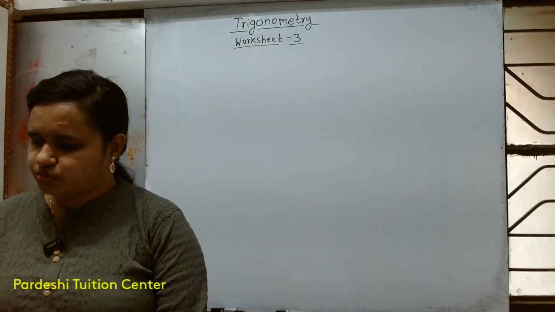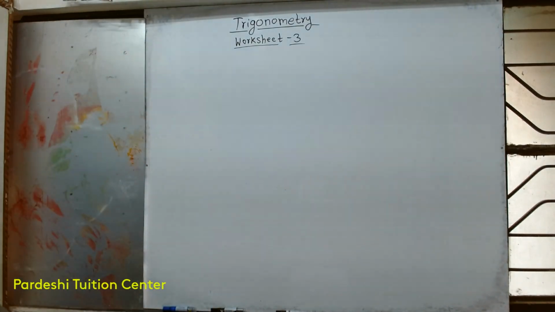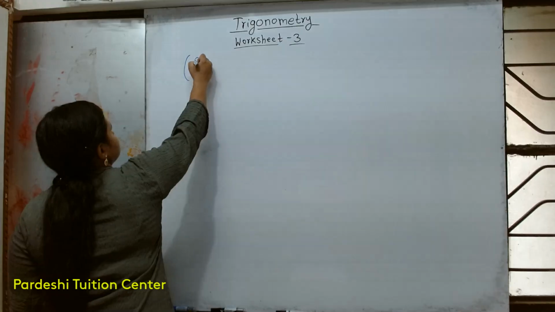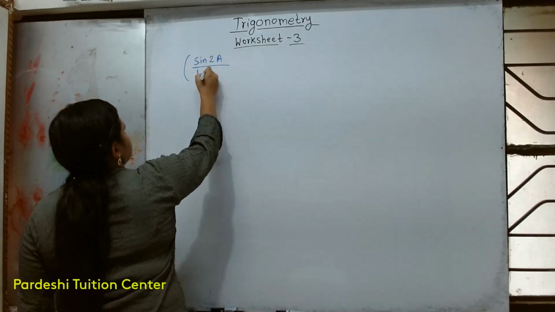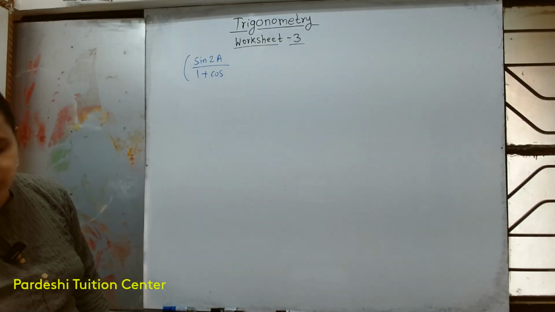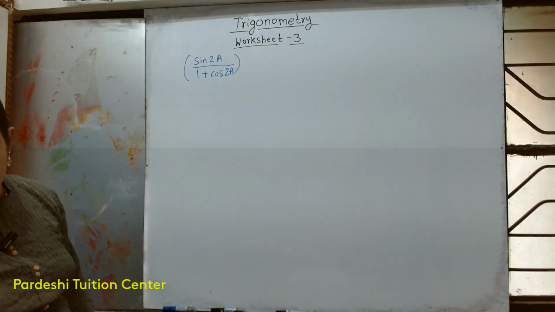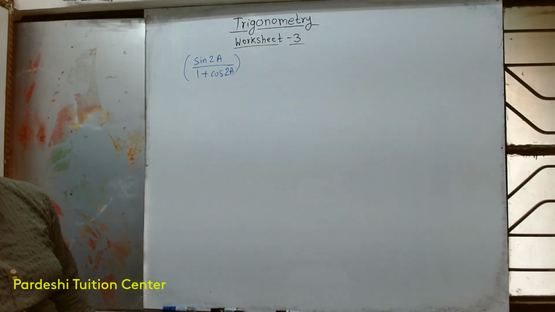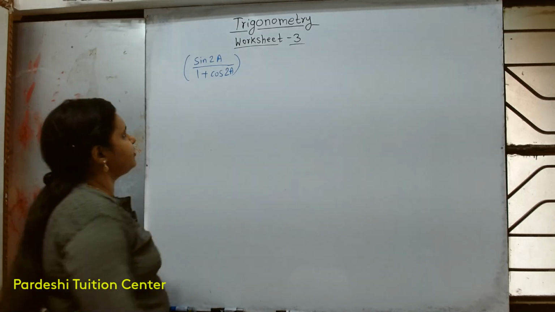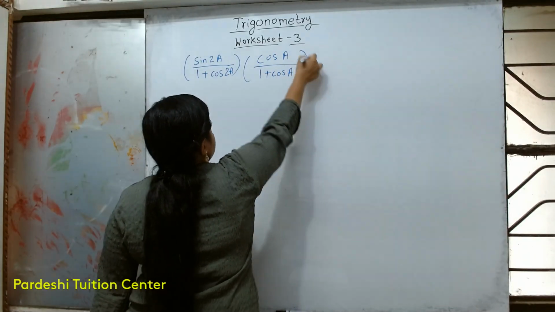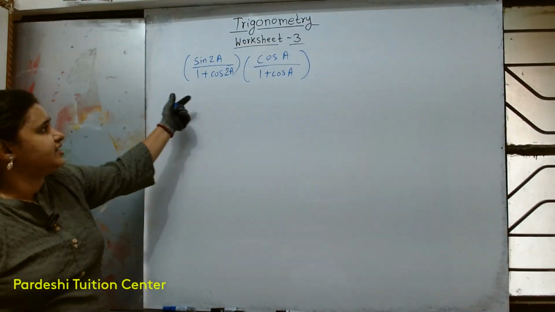Now question 22. Question 22 is sin 2a upon 1 plus cos 2a, and again 1 cos a upon 1 plus cos a. This example is given and we have to find the value of this.